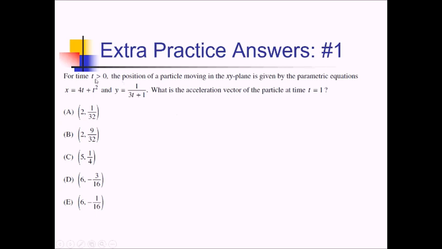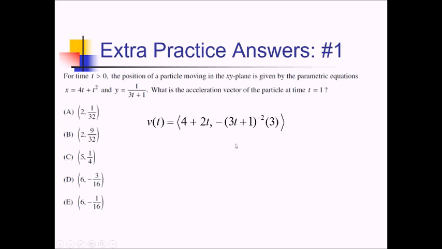Taking the derivative of each of these, my x prime is going to be 4 plus 2t. For y prime, this is really (3t plus 1) to the negative 1. So this is going to be negative (3t plus 1) to the negative 2 if I take that derivative. But then I have the chain rule going on because I have an inner function of 3t plus 1, so I have to multiply by 3, the derivative of all that.